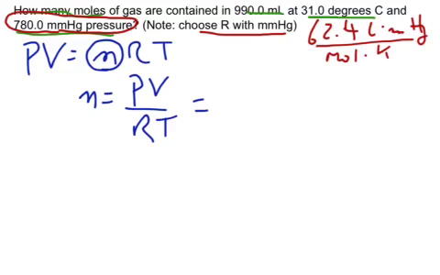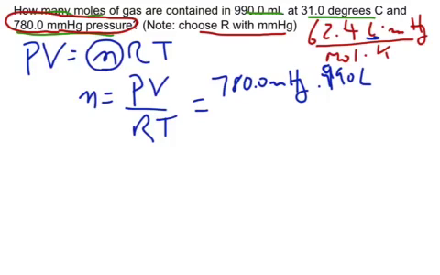We have, I hope it fits even, pressure is 780.0 millimeters mercury. Then we have volume, 990.0 milliliters. But guys, I don't know if you noticed that over here you've got units of liters, so you want to convert that. So I'm going to go 0.990, and that's going to be liters.